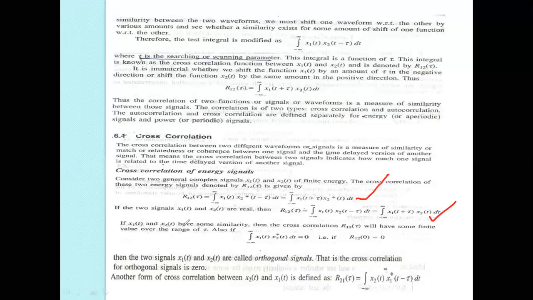Okay. If x1 of t and x2 have some similarity, then the cross correlation R12 of tau will be some finite value over the range of tau. Also, if the integral from minus infinity to infinity of x1 of t, x2 star of t dt is equal to 0 when tau is equal to 0, my students, then the two signals x1 of t and x2 of t are called orthogonal signals. The numerator becomes 0, definitely we can call it an orthogonal signal. That is, the cross correlation of orthogonal signals is 0.